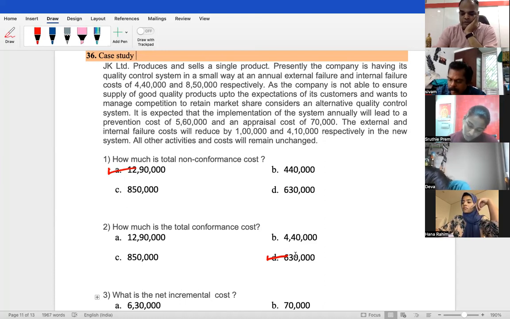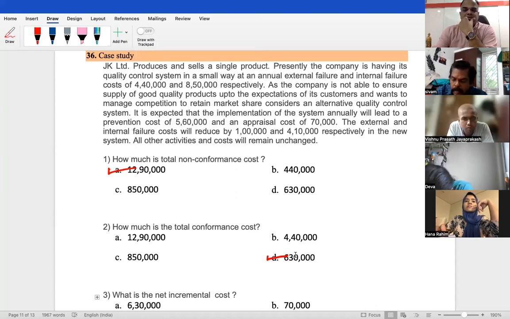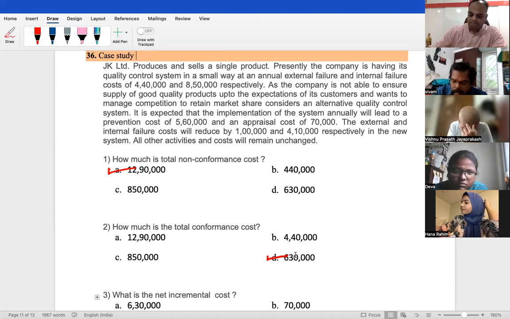Currently, they are incurring 12,90,000. Am I right? If they implement, how much cost? 6,30,000. Then the resultant internal and external failure is how much? Or the revised internal and external failure? Revised becomes 7,80,000.